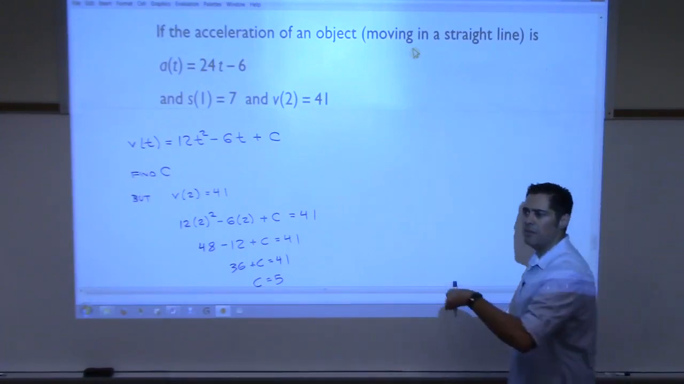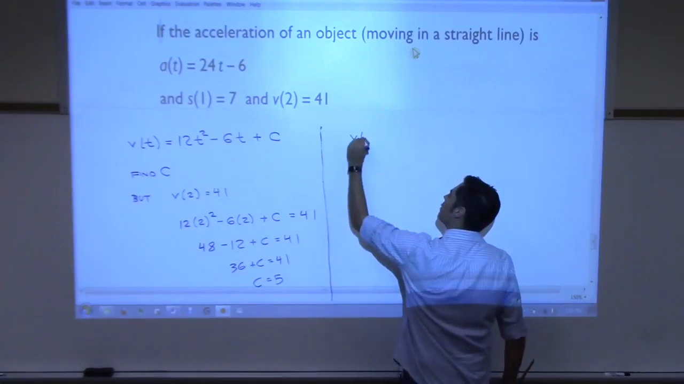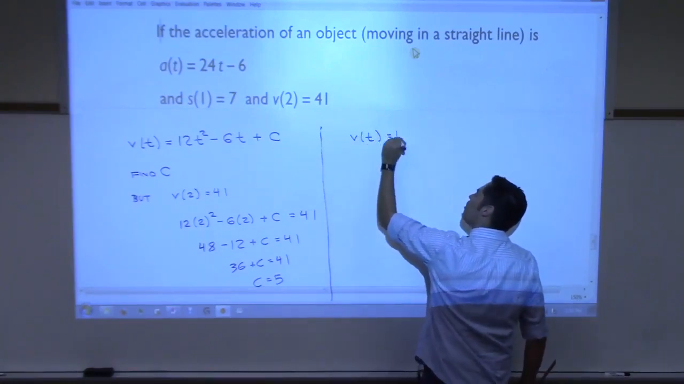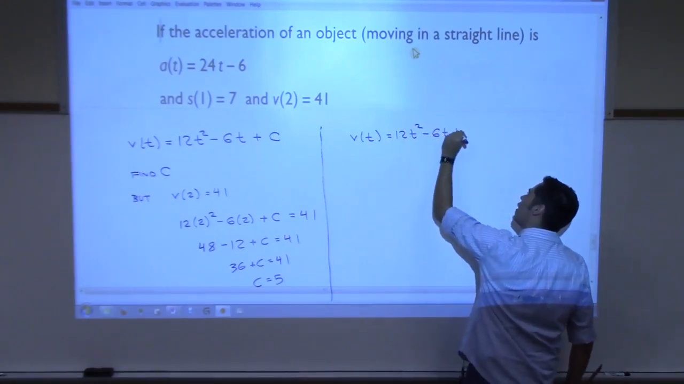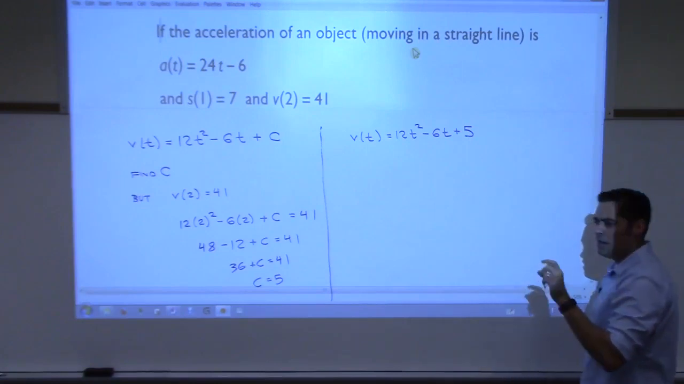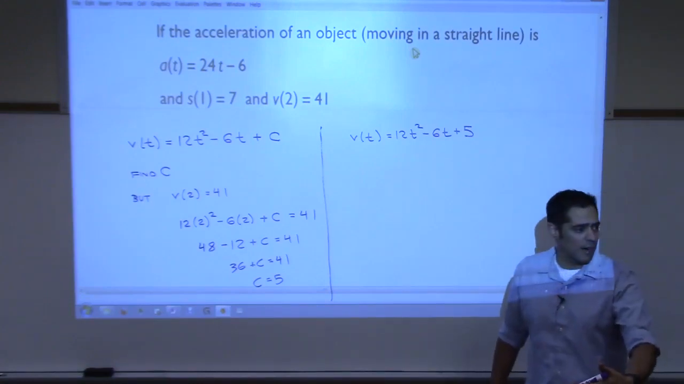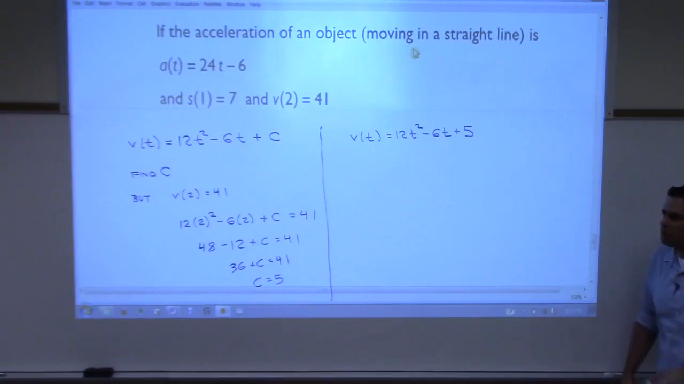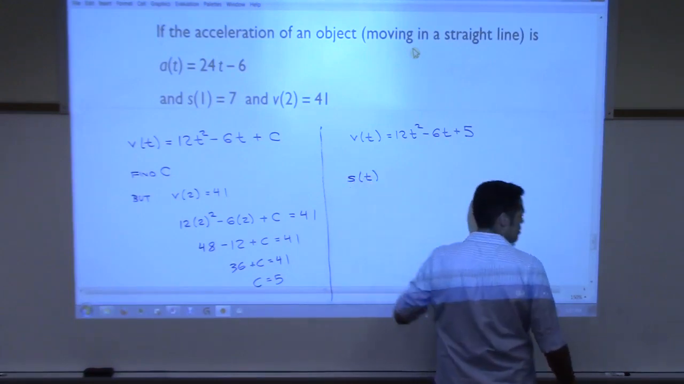So that means I've nailed the velocity function down exactly. V of t is 12t squared minus 6t plus 5. I have been able to go into that family of functions and pick out the exact one that we're talking about. And so now I need to go back to the position, right? So I'm going to do the same process over again.